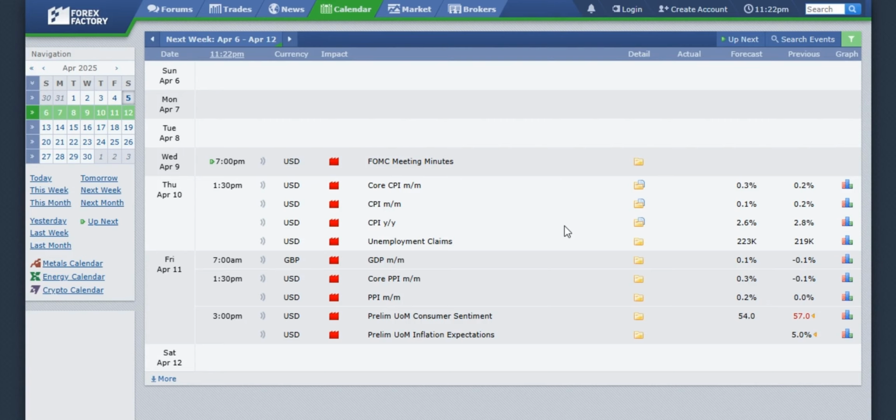Week 14 is behind us. Next week, from Monday, we'll have week 15. I'm going to look at this week, and next week, the calendar, the news calendar for next week.